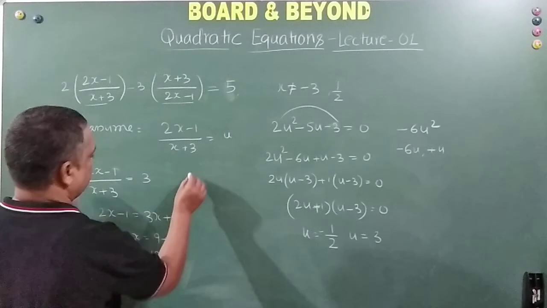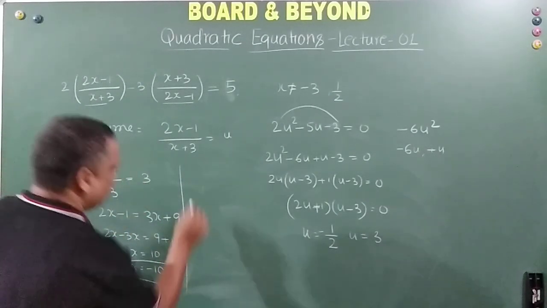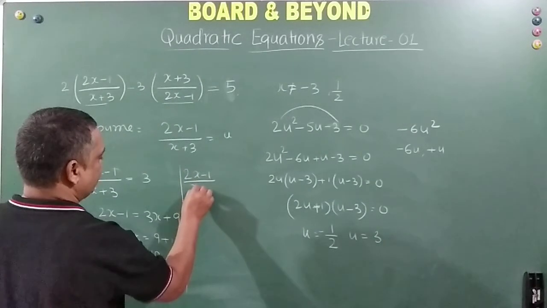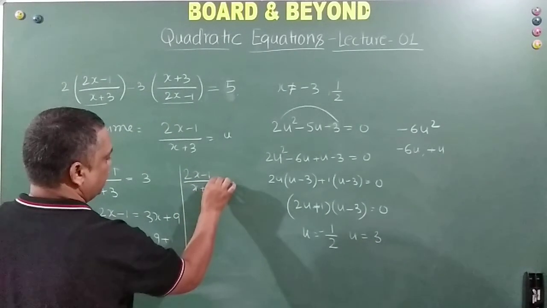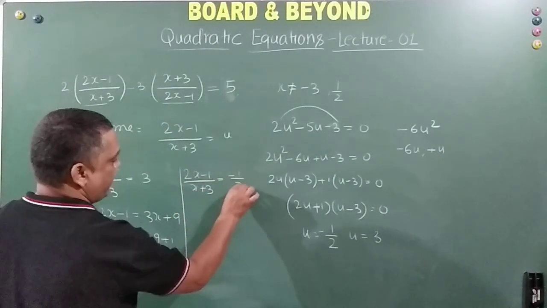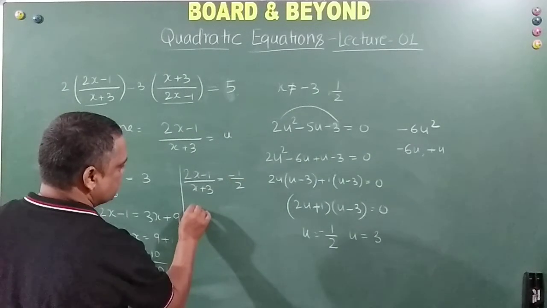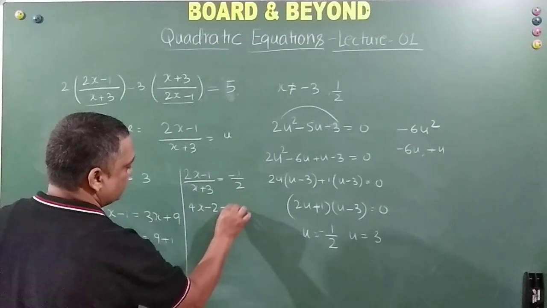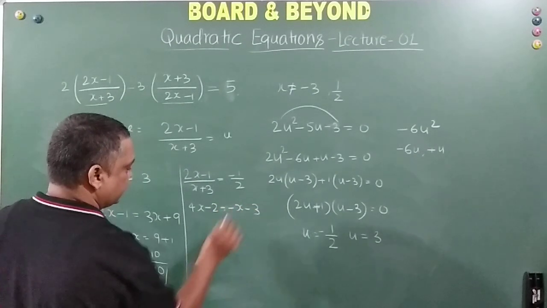So let's do it here. I'll draw a line here so that you don't get confused. (2x minus 1) divided by (x plus 3) is equal to minus half. Do the cross multiplication, this becomes 4x minus 2 is equal to minus x minus 3, right?